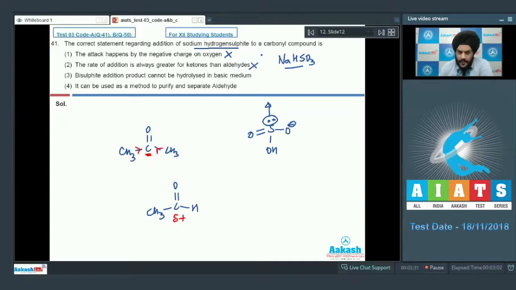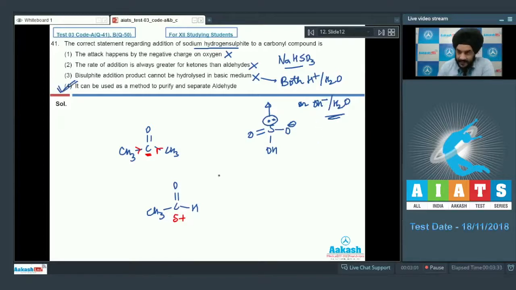Let us look at the third option now. Bisulfite addition product cannot be hydrolyzed in basic medium. This is incorrect. The bisulfite addition product can be hydrolyzed in both the mediums. So both H plus, H2O or OH minus, H2O are going to regenerate the carbonyl compound and free it of the bisulfite which was added to it. So it must automatically mean that the fourth statement is correct. So it can be used as a method to purify and separate aldehyde. Yes, this statement is correct.